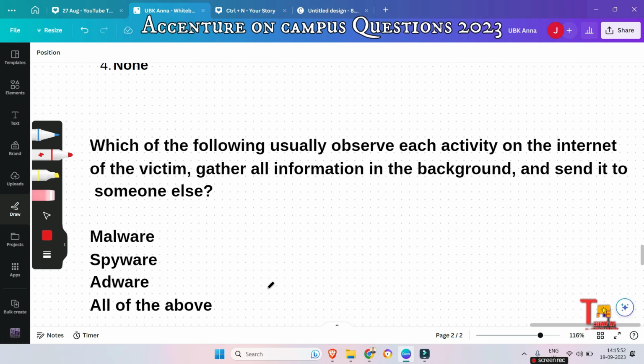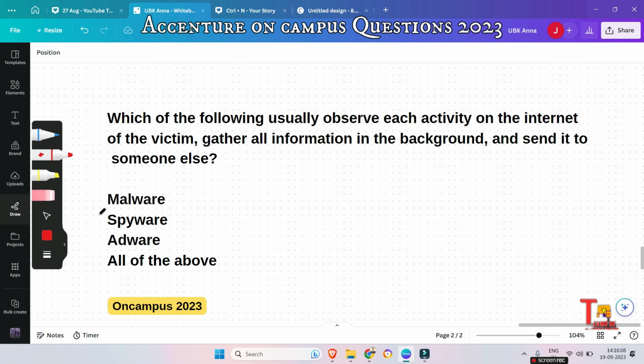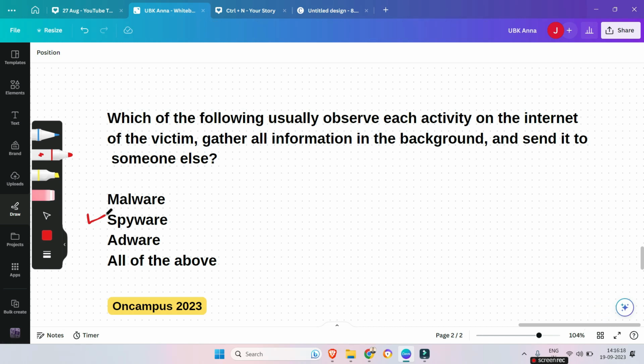So the next question is, which of the following usually observes each activity on the internet of the victim, gathers all information in the background and sends it to someone else? Actually I didn't discuss it in the diagram, but let me explain it here. So the answer will be spyware, right? It is generally defined as software designed to enter the target's device or computer system, gather all information, observe all user activities, and send this information to a third party, right? So this is actually spyware.